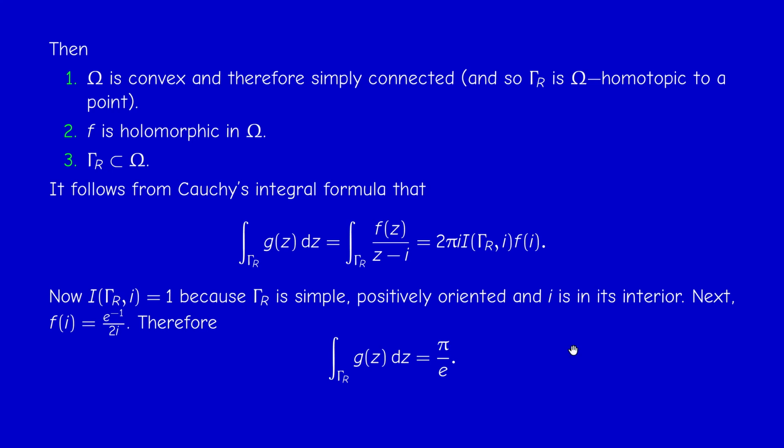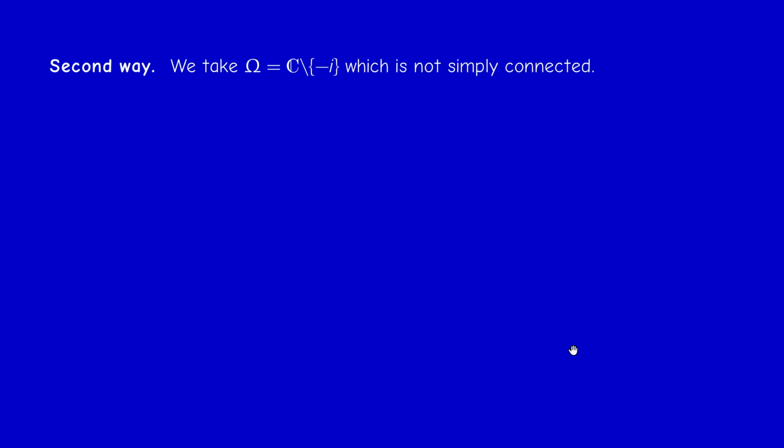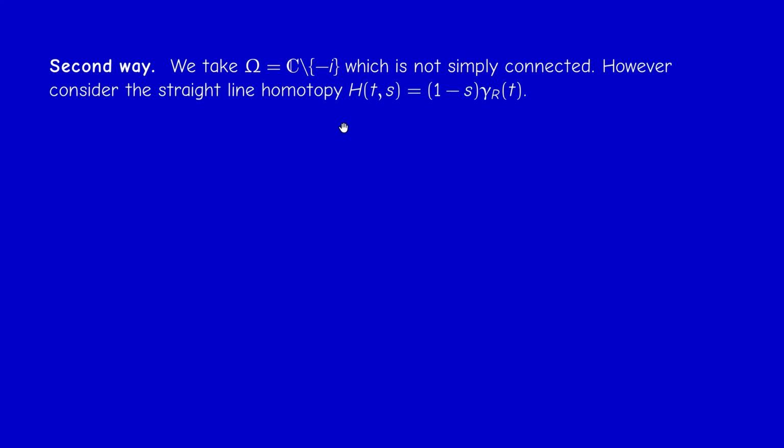There's another way. We now take omega to be C without minus i, on which f is holomorphic, but this is not convex. However, the straight line homotopy joining the loop, which I denote gamma r, this is our loop. I don't care about an explicit formula for gamma r, this is just half of the circle.